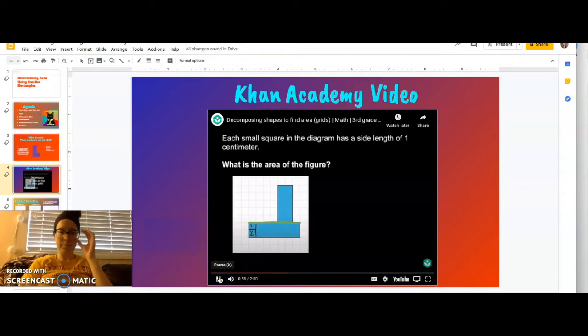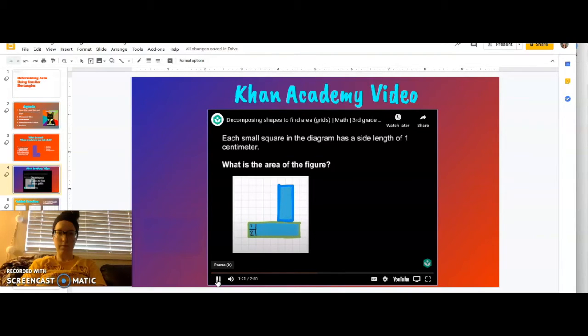So we can say down here, into 2 rectangles. Down here we have 1 rectangle, and up here we have a second rectangle. And then we can find the area of each rectangle and add it together to find the total area that the figure covers.